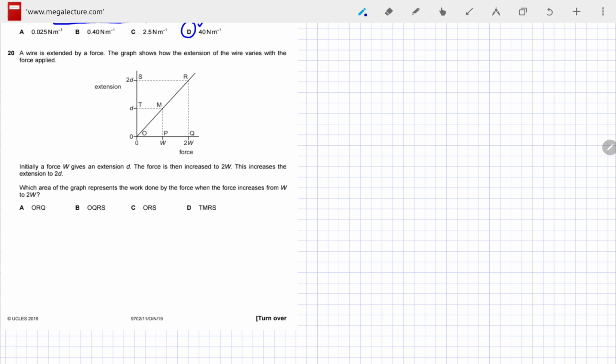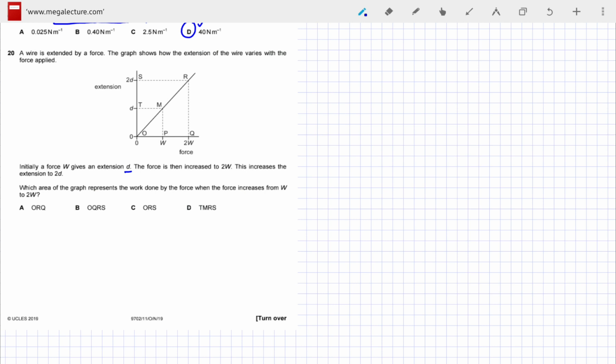Question number 20, we're given a wire that is extended by a force, and the graph shows the extension of the wire varying with the force applied. Initially a force W gives an extension of D, which is this part right here, and then it is increased to 2W, and this will increase the extension to 2D. We are asked which area of the graph represents the work done by the force when the force increases from W to 2W. Well, we know that the work done is given by the area under the graph of force against extension.